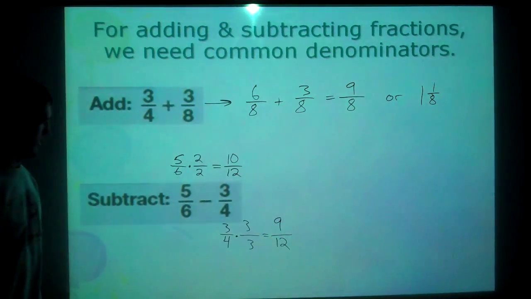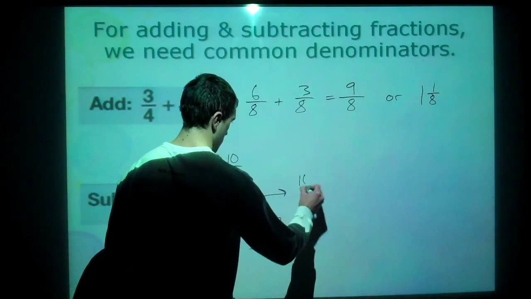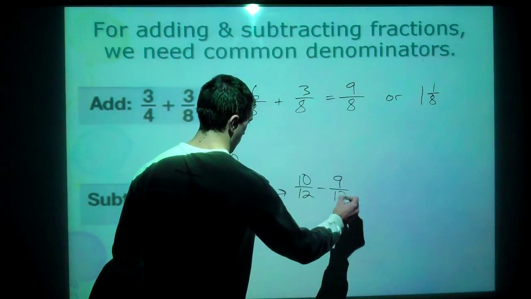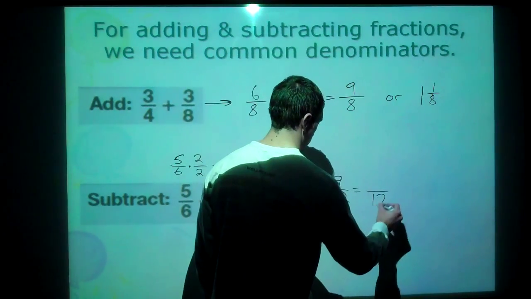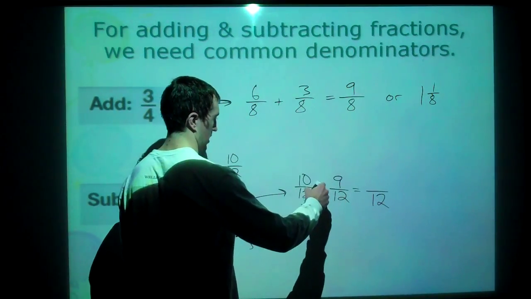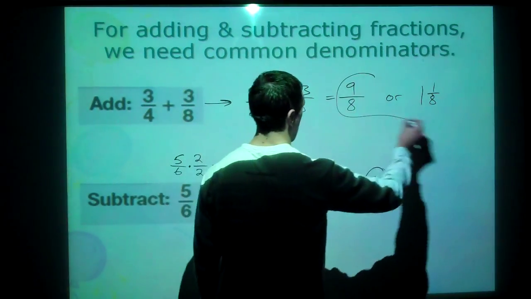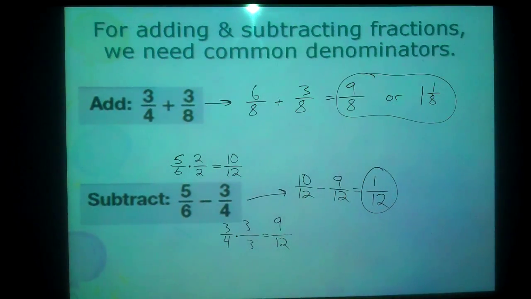So really what we have here is 10 over 12 minus 9 over 12. And we keep our common denominator at 12, and then we do 10 minus 9, which is 1. So we get 1/12 there. So there you go, we didn't have to reduce anything.